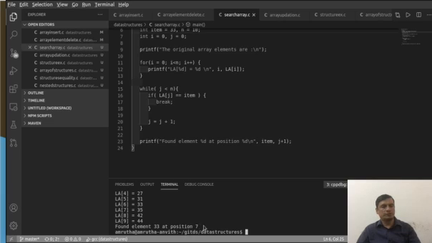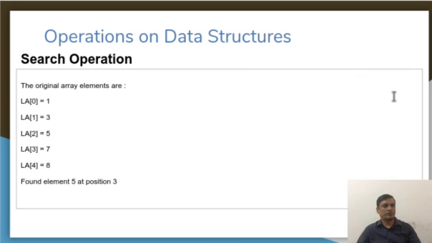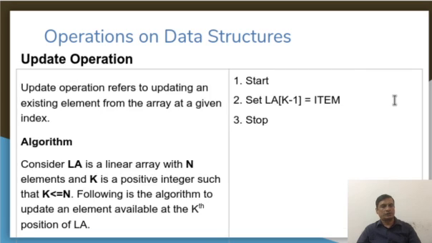So this is a simple program to illustrate the searching of an element within a single dimensional array, and we will discuss the other operations with respect to arrays also. So that is the output if you consider only the 5 elements.